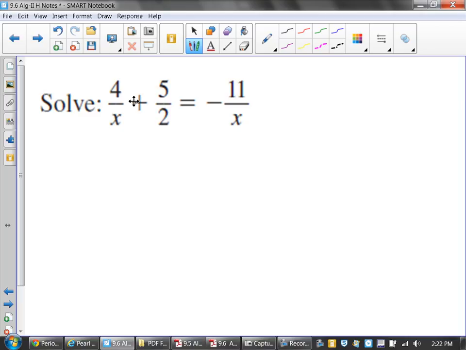But here I have 4 over x plus 5 over 2 is negative 11 over x. Make sure you put that negative symbol. I don't know why the book always does this. Let's put it up top. It's a little bit easier to see. That way you don't forget it's negative. What's that?